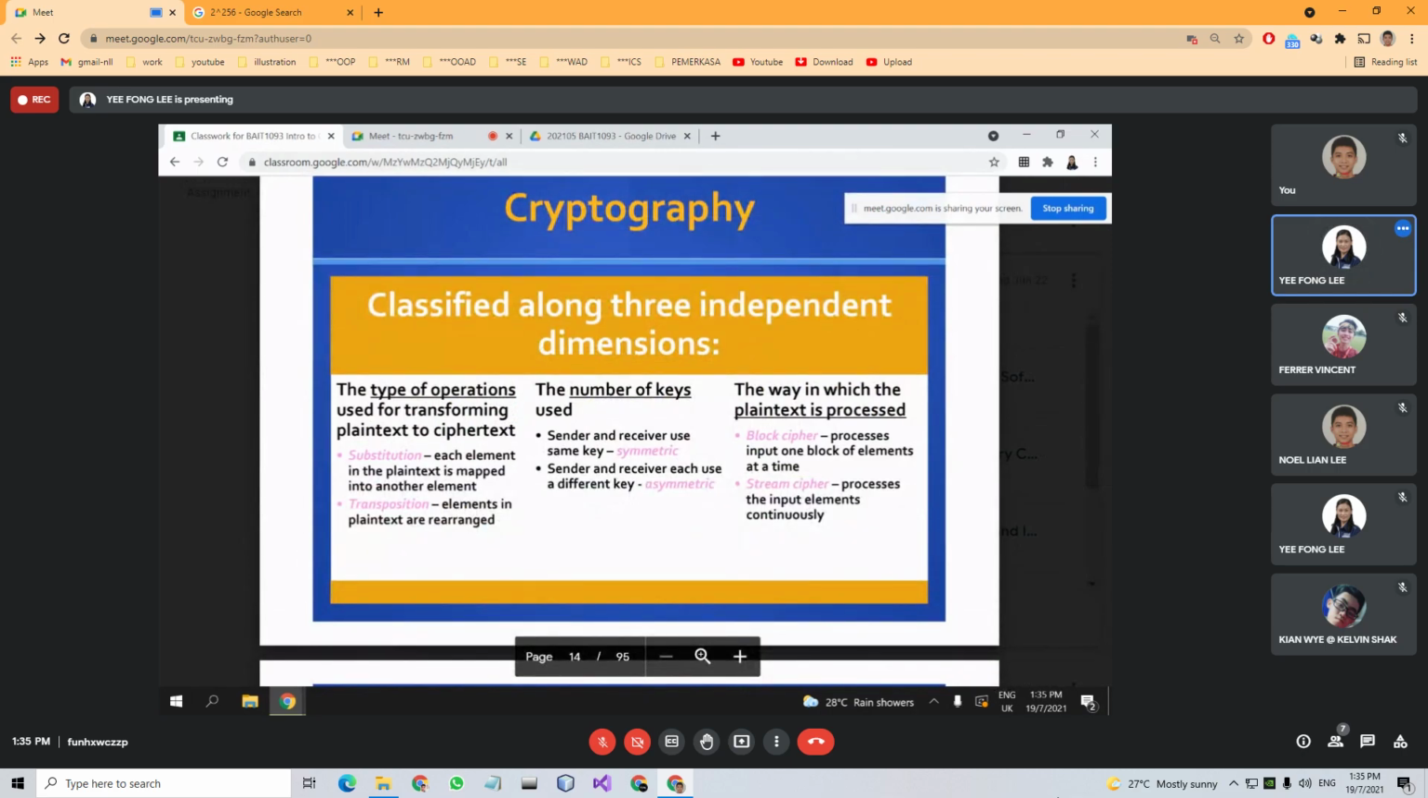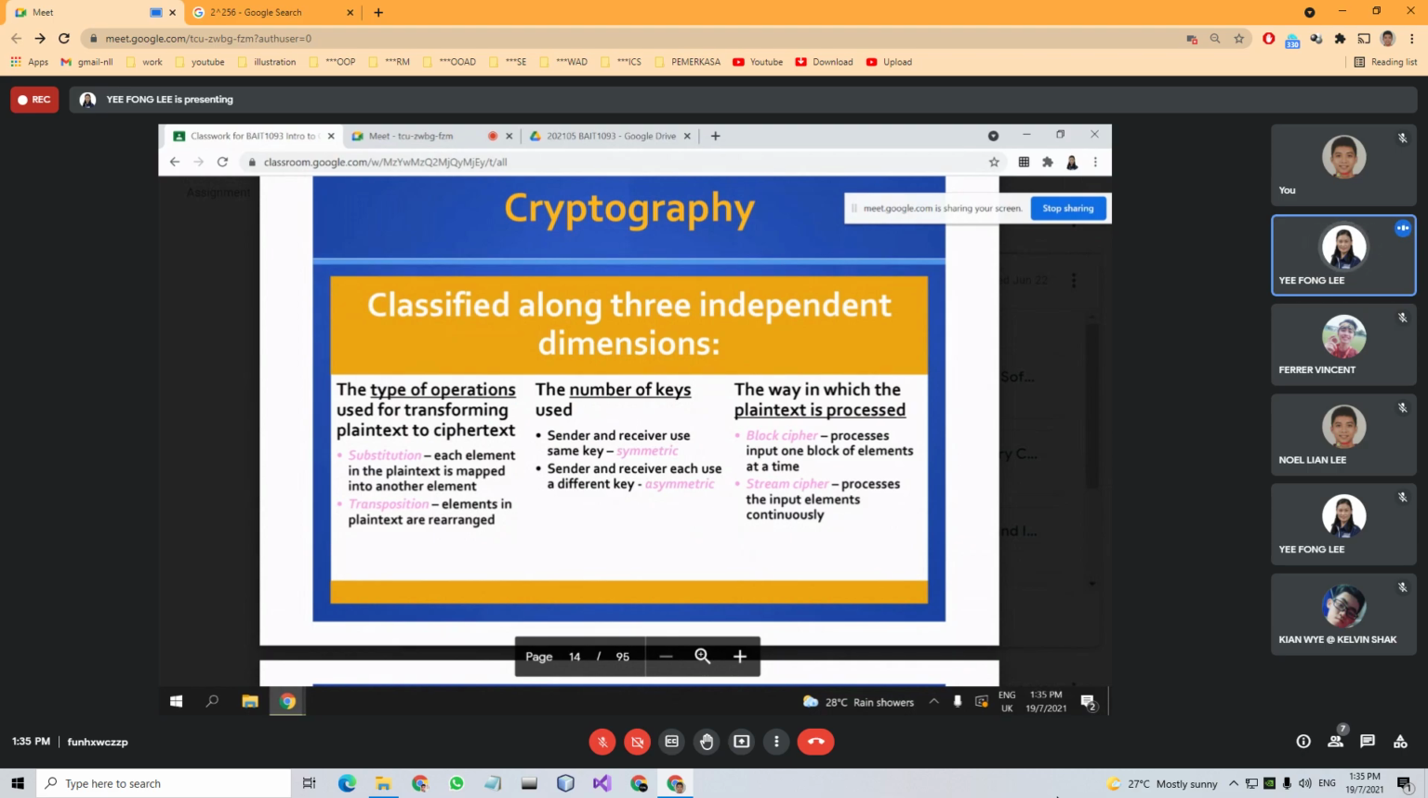Cryptography is classified along 3 independent dimensions. This one is important, please highlight. The whole slide is important. The first is the types of operation used for transforming. Now we want to change the plain text to ciphertext. They have 2 general principles here, substitution and transposition. Again and again, we repeat and repeat.